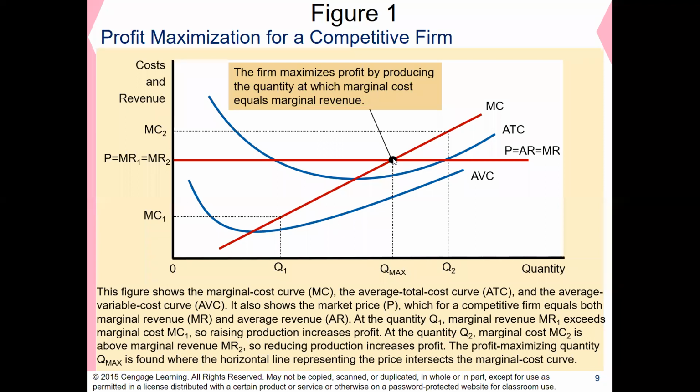So this is the way they're going to make a profit. And this is the place where the firms maximize profit by producing the quantity at which marginal cost is equal to marginal revenue. So this is the maximizing point. The minimum point is this point, okay?